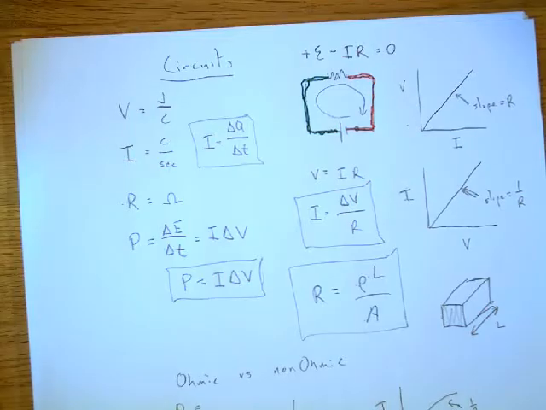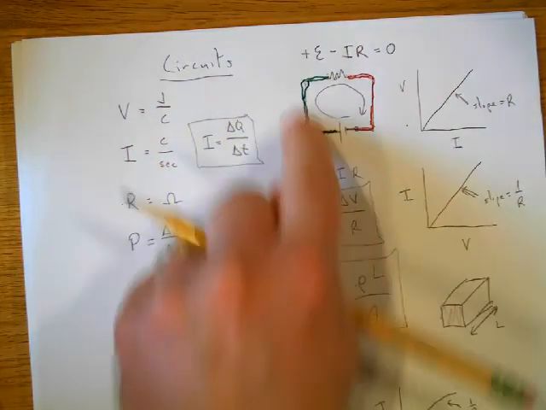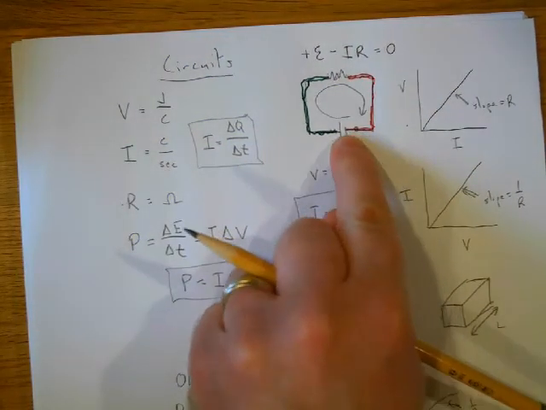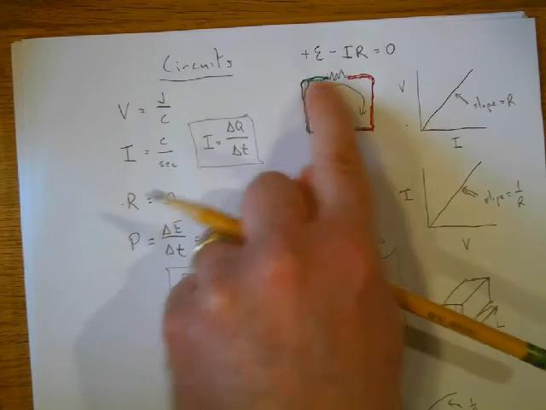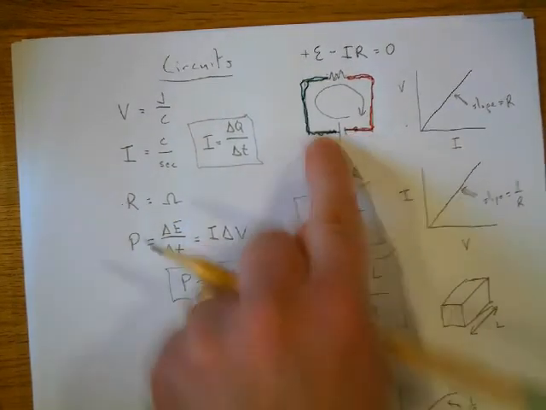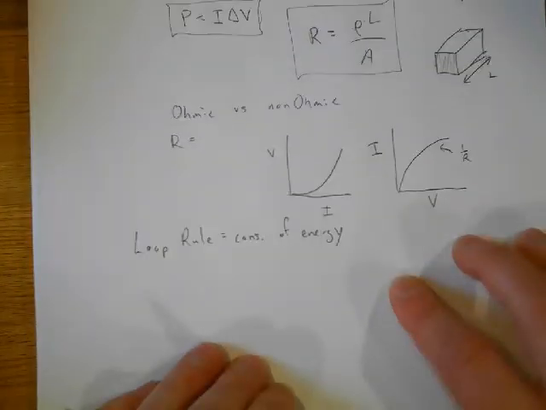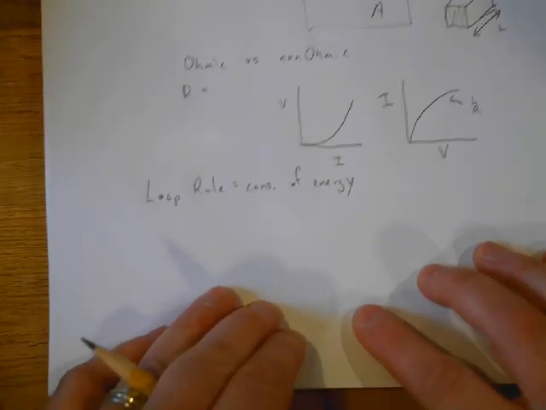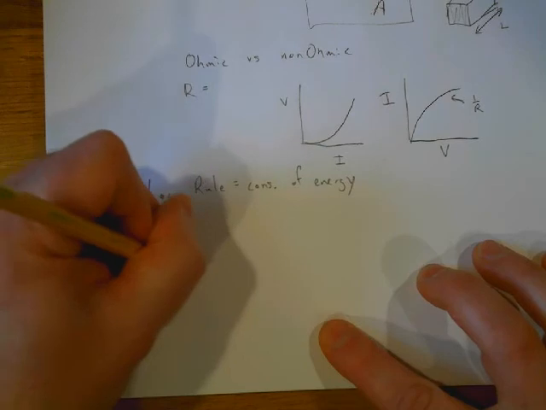Okay, but this minus this is going to end up being equal to 0. Why does that happen? Because if you go around, I started on the red, I went up to green, I went back to red, I'm back where I started from. Conservation of energy. So whatever goes in has to come back out. That's really the loop rule.